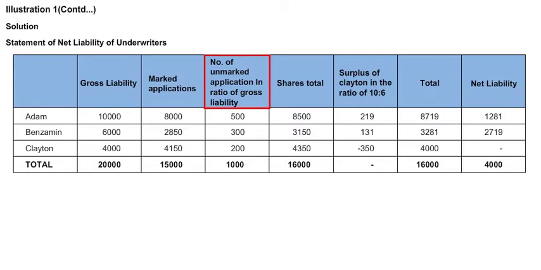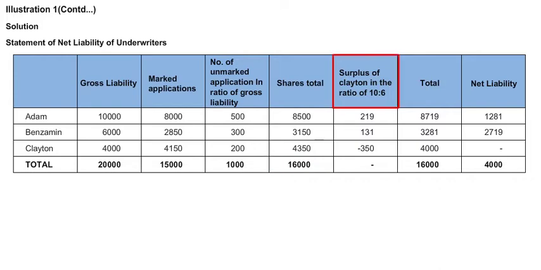So now what will happen to the unmarked applications? These unmarked applications will be distributed among the underwriters in the ratio of their gross liability. So the ratio of gross liability is 10:6:4. So the total 1,000 applications will be distributed among Adam, Benjamin and Clayton in the ratio of gross liability 10:6:4, which will give the figures of 500, 300 and 200. So the total of 16,000 will be distributed among the underwriters, and the totals will be 8,500, 3150, 4350. So the total 16,000 is distributed among the underwriters.